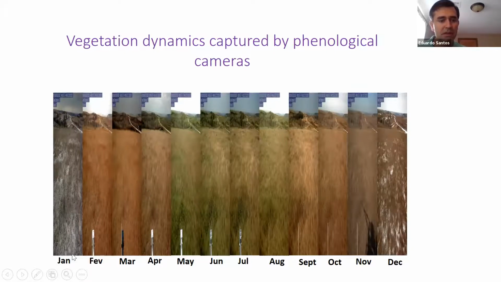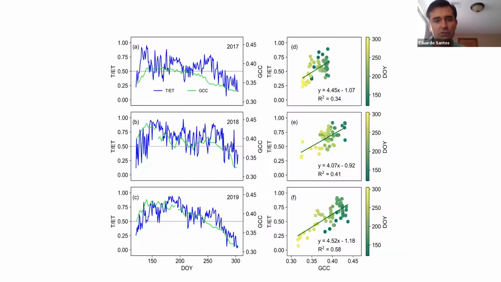This is by month. You see January, some snow on the ground, February, and then starting in April you see some green, and then in August you see some senescence over time. And then you see some snow here again in December. So we used a statistical approach to do this partitioning. I'm not going to get into the approach right now, but these are some of the results.